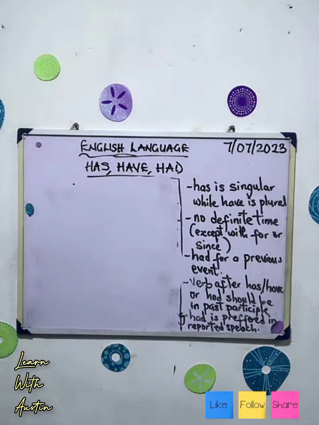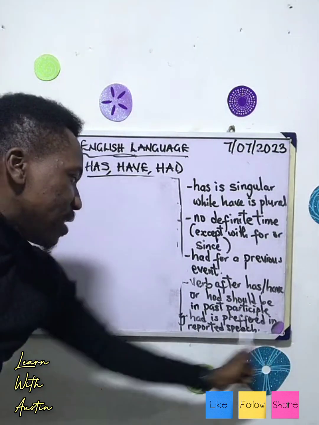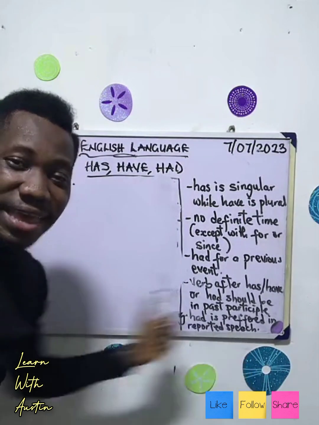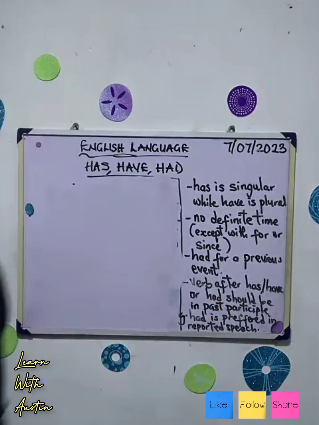The next one. And by the way, I said had is preferred in reported speech. So not just in reported speech, but also in conditional statements, like if. The statement that I have in if, the preferable one is had. If I had seen him, I would have.